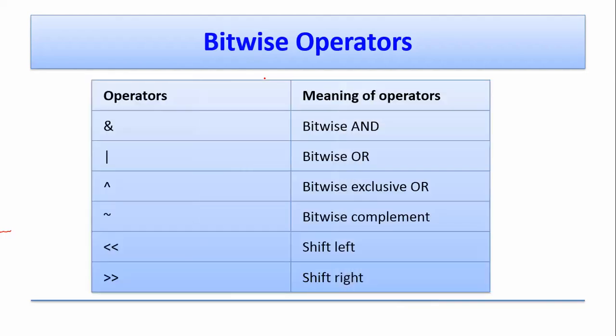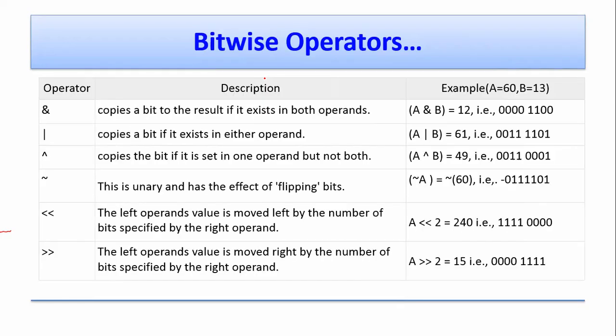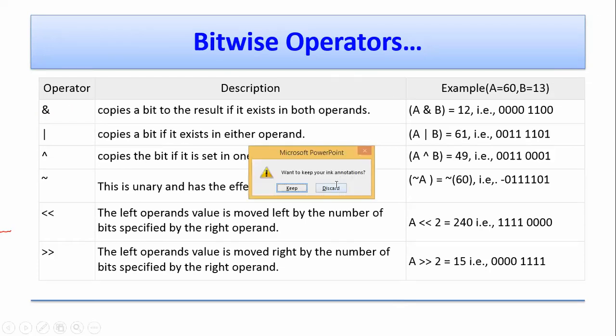These are the basic bit level operators: bitwise AND, bitwise OR, bitwise exclusive OR, bitwise complement, and bit shifting, right shifting and left shifting. So let's take them one by one. Here, bitwise AND. I'll demonstrate this because it is an interesting and very important thing.